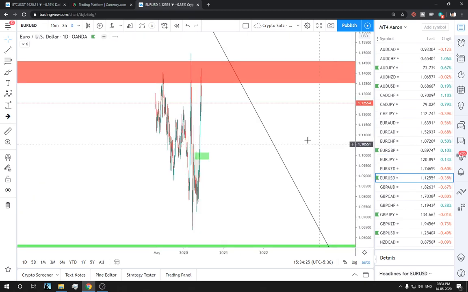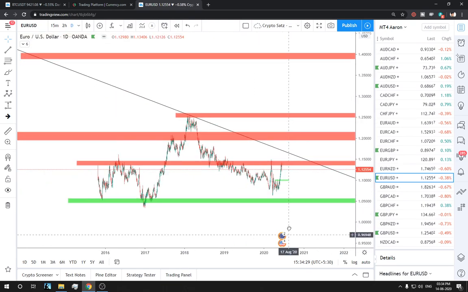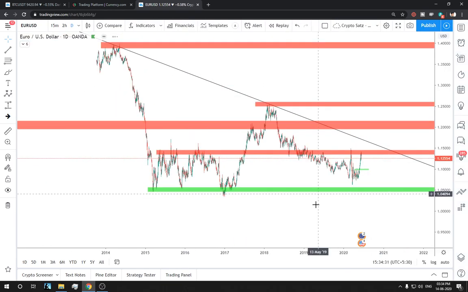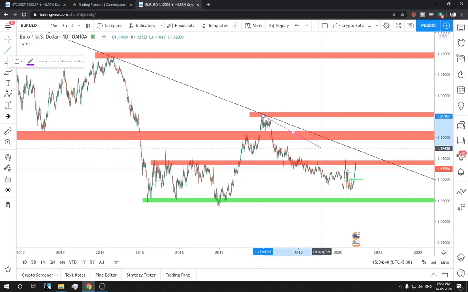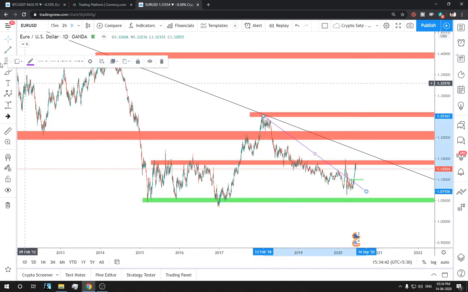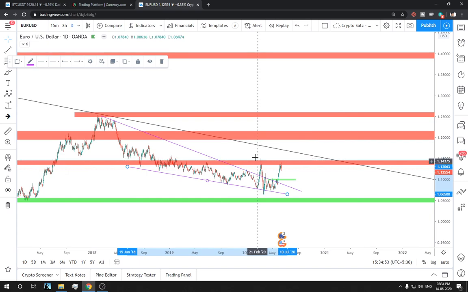So next, let's move on to EURUSD. EURUSD is in a long term downtrend. This is kind of looking like an impulsive wave. And we had a falling wedge breakout. Possibly there is a double top over here, which we'll just mark.